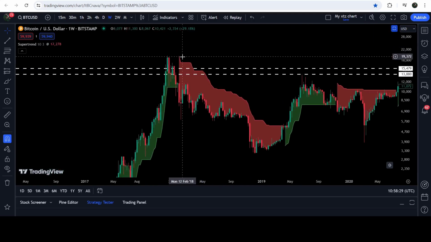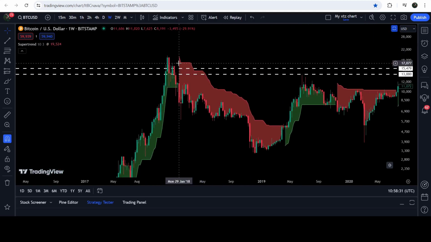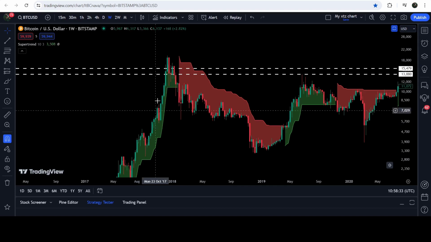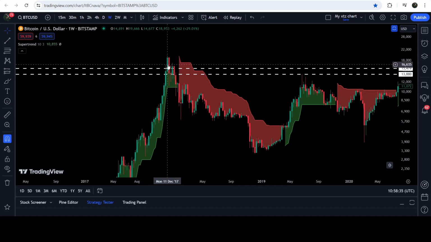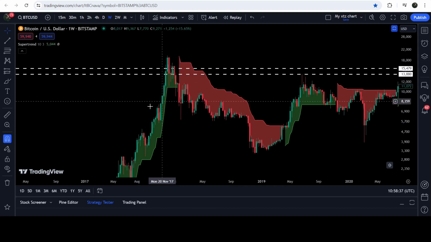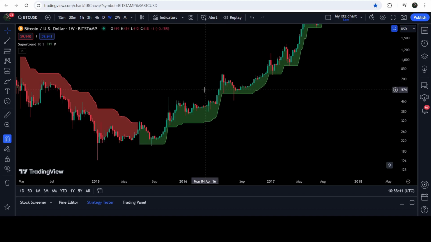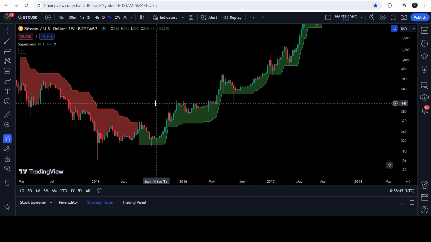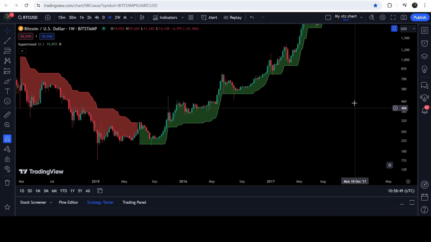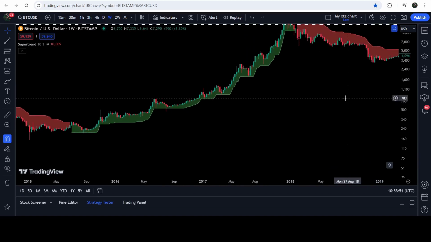And before that, it was happening here when we broke it down here in the month of January 2018, after this bull run that ended in December 2017. After that, it turned bearish. And before that, this bull run that ended in 2017 or 2018 began here when it turned green in the month of September 2015. So this is a very nice indicator to determine the bull run.